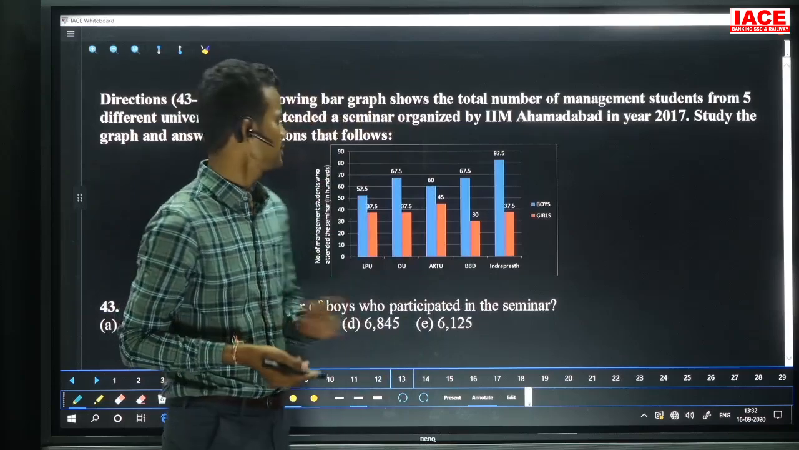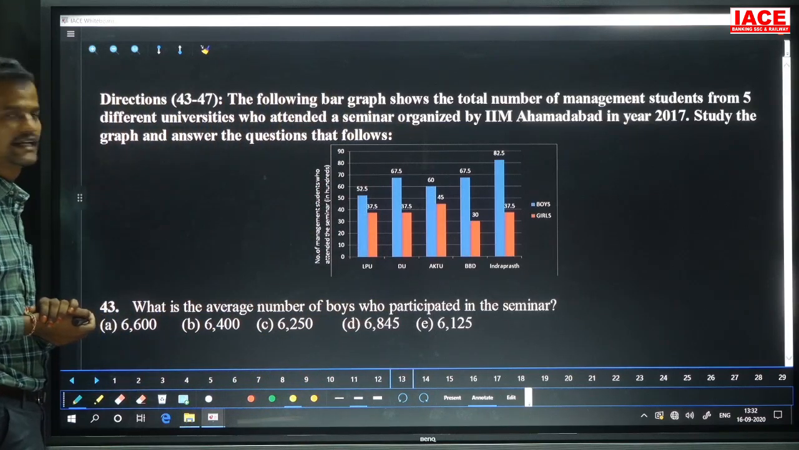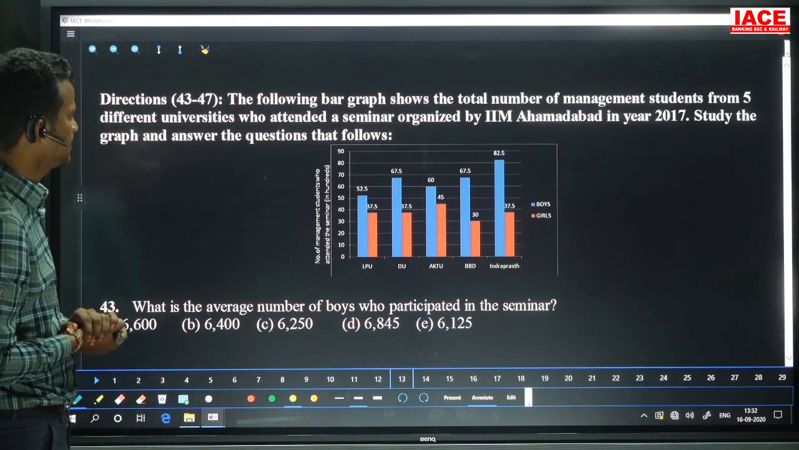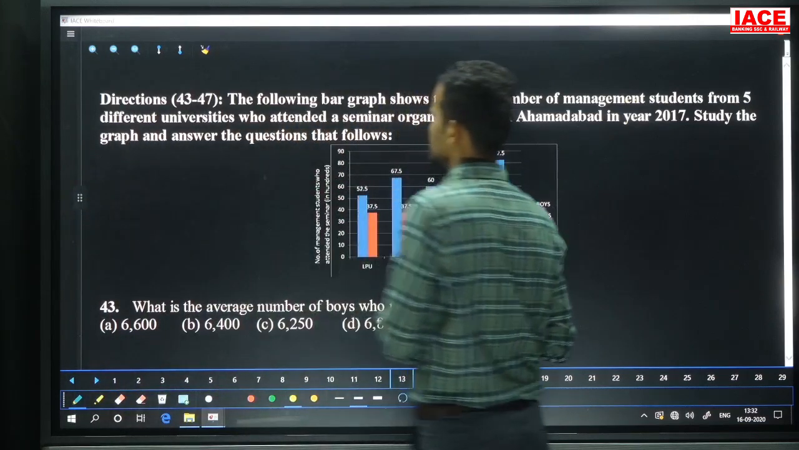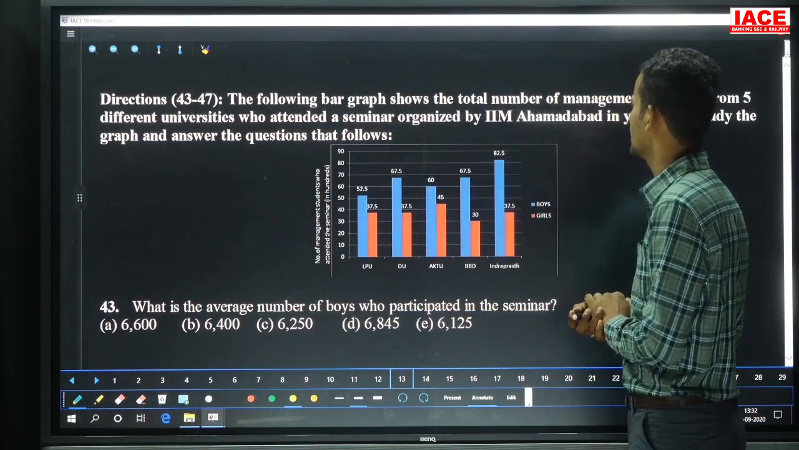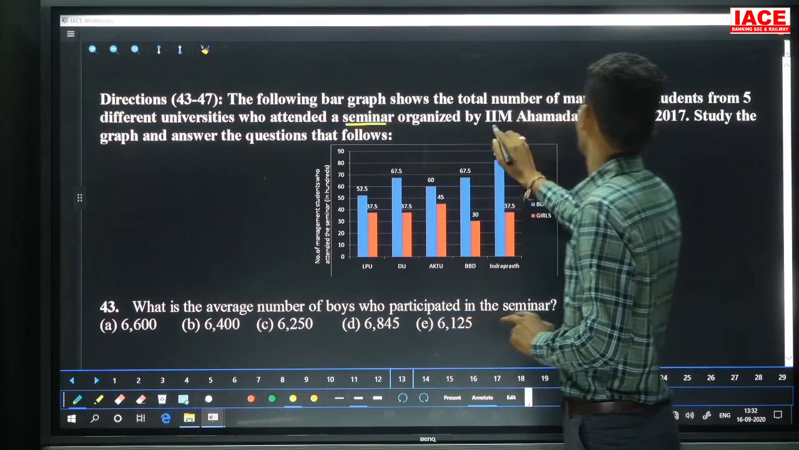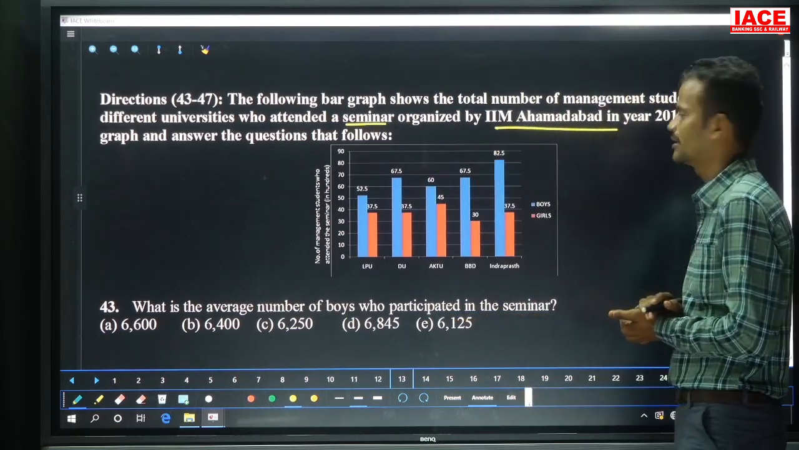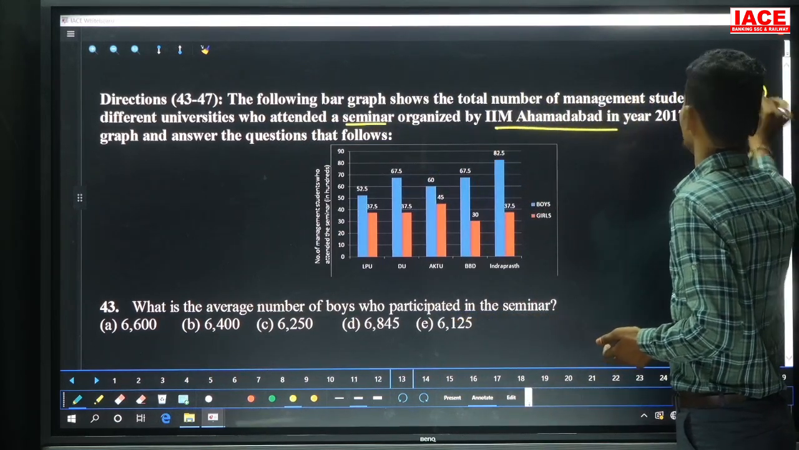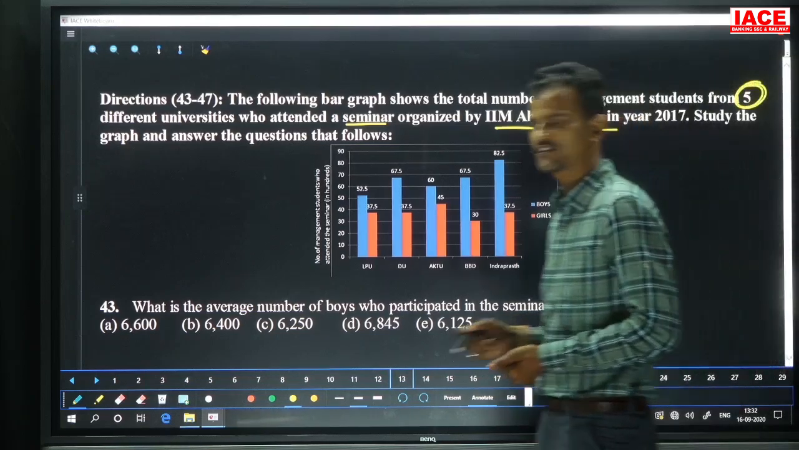See the next question. The next question is given as data interpretation. This is the bar graph. This is data related to the number of students who attended the seminar organized by IIM Ahmedabad, from 5 different universities.